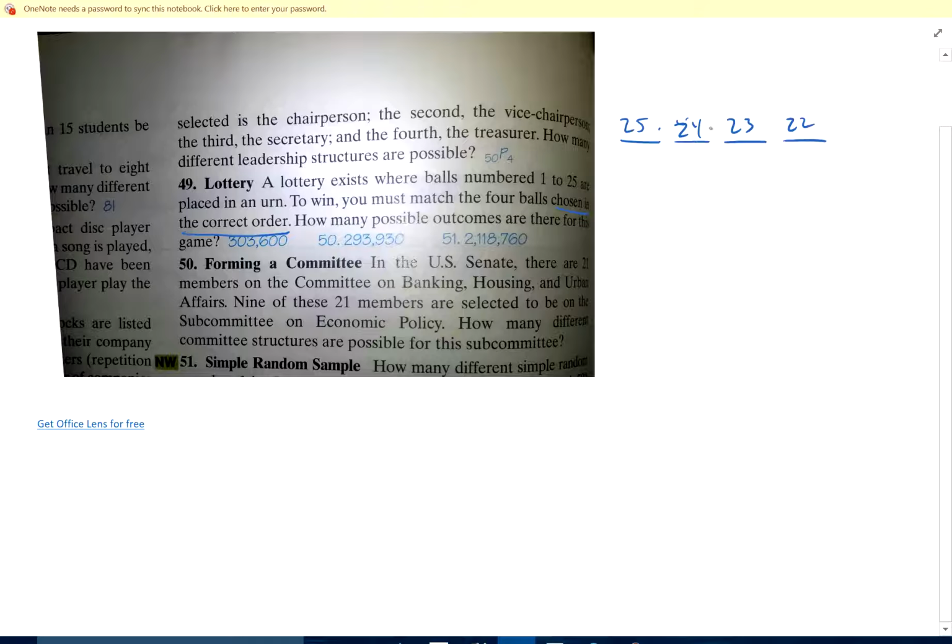So we have to think of it differently. So when you multiply those together, you get 303,600. Okay. And number 50. That was 49, by the way.